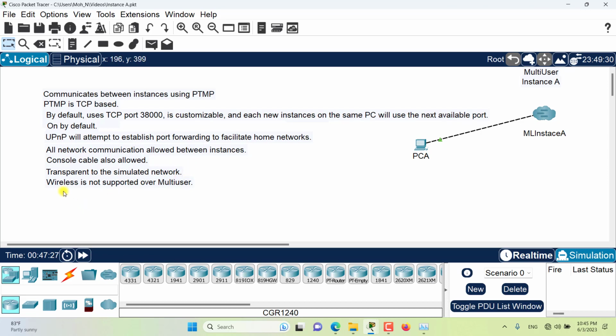The last thing that I want to tell you is that wireless is not supported over MultiUser. That means that if this PC is a wireless client, and it wants to communicate with an access point on the other side of MultiUser, that is not possible. Wireless is not supported over MultiUser. Only wired connections are supported.